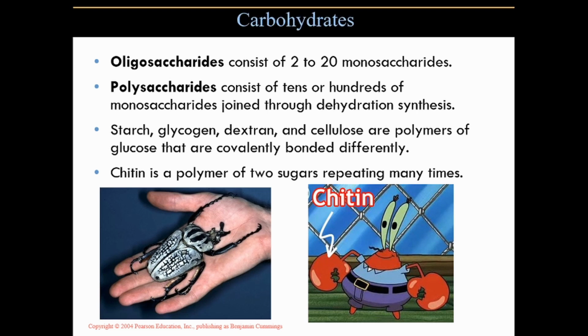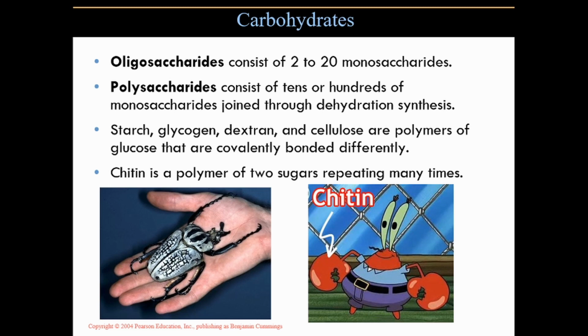And then other types of carbohydrates, we have oligosaccharides. The prefix olig means not many. So oligosaccharides consist of 2 to 20 monosaccharides. Poly means many. So polysaccharides consist of tens or hundreds of monosaccharides joined together in repeating units, one glucose molecule after the next, joined together through the process of dehydration synthesis.